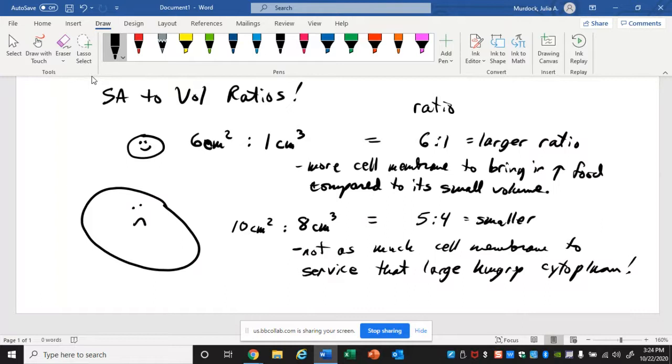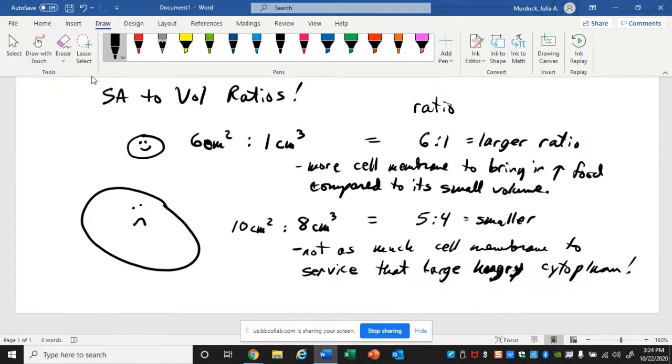May you please tell me what's after large? Large, hungry cytoplasm. Yeah. Thank you. Large, hungry cytoplasm. Sorry about that. Okay.